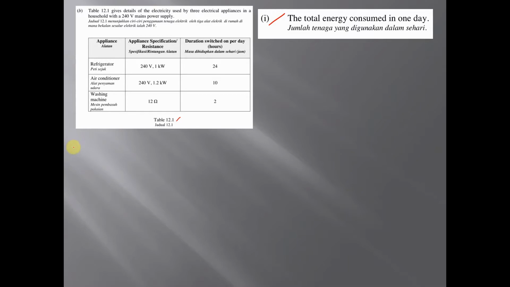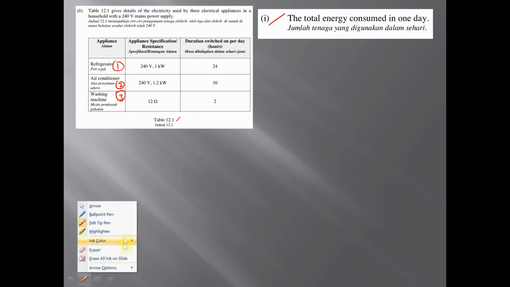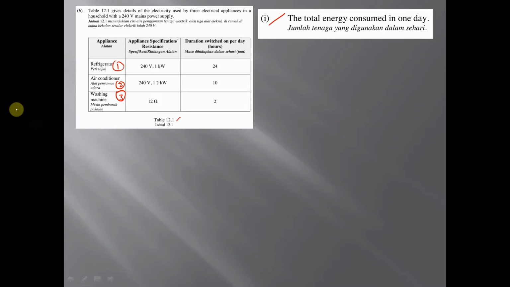So let's start with the refrigerator. I call it a simple one. There are 3 appliances, 3 alat. Okay, now for the first one, the refrigerator, how is it going to work? As I showed you, the usage is 1 kilowatt. You multiply by the time of usage, which is 24 hours. So this is very simple. It's 24 kilowatt hour. That's the energy usage for the first appliance.